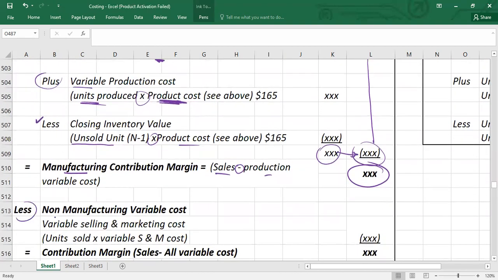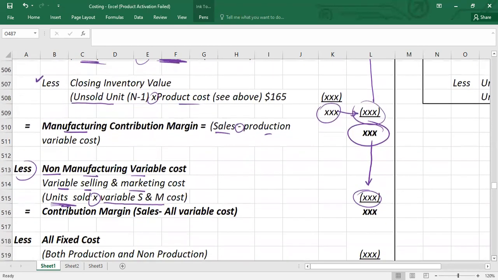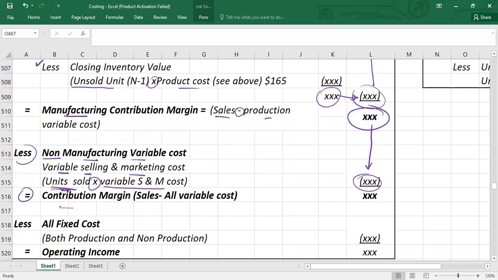Okay, from this manufacturing contribution margin, now you can subtract what? You have to subtract non-manufacturing variable cost. And non-manufacturing variable cost, I would say, is variable selling or marketing cost, because maybe in your exam he might give you per unit variable selling and marketing cost. You have to take the per unit variable selling and marketing cost and multiply it with the units sold because these are selling costs. So you will get variable selling cost. From manufacturing contribution margin, if you subtract non-manufacturing variable cost, you will get the contribution margin.